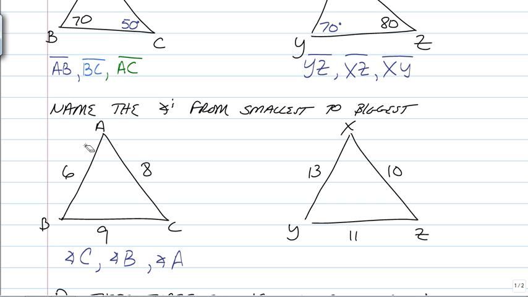You try the next one. Pause the video, press play when you're ready. And you should have ended up with angle Y, angle X, and angle Z. And if you have that order, you did it correctly. Okay.